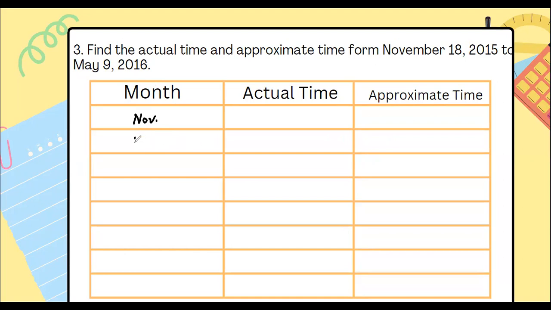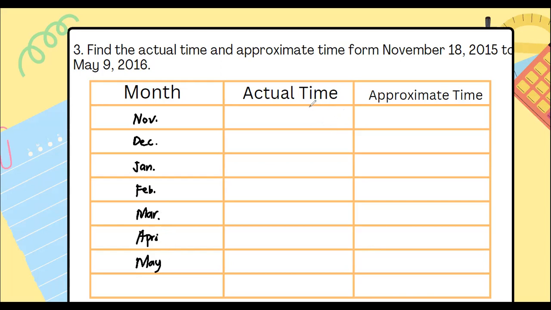So, November, December, January, February, March, April, then May. Okay, 2016. From November 18, 2015 to May 9, 2016. So after you list the months, let's proceed to solving actual time.